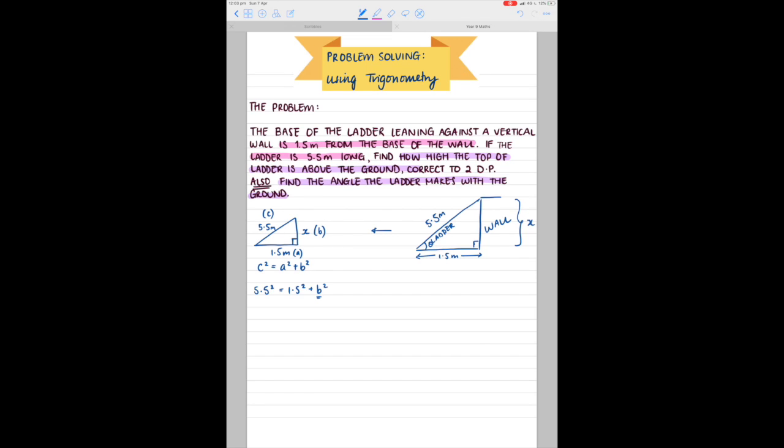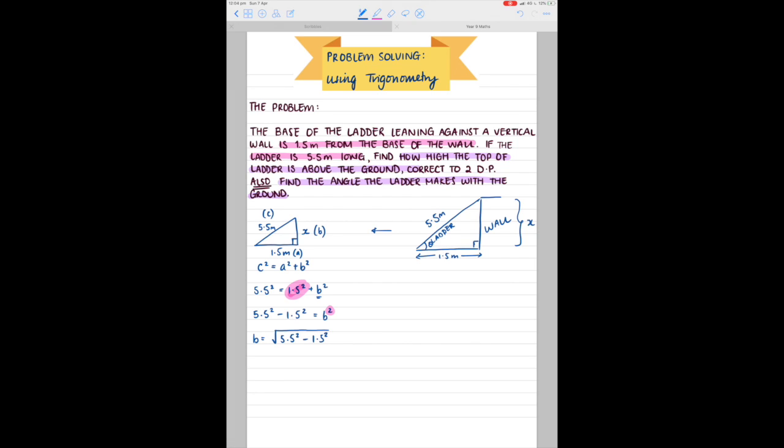Rearranging this to make b the subject, we're going to take this 1.5 squared and bring it to the other side. Bringing it to the left hand side means we subtract it, so 5.5 squared minus 1.5 squared equals b squared. Now I'm going to take this square to the other side and make it a square root. So b equals the square root of 5.5 squared minus 1.5 squared.